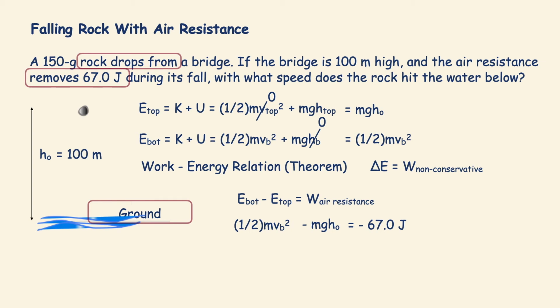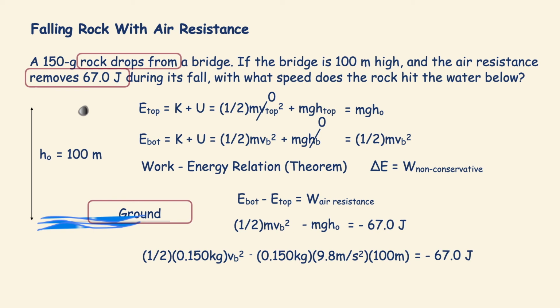And in fact, we all know that air resistance, just as friction, will always remove mechanical energy from our system. Numerically, with the values given in the problem, we're going to have 1/2 times the mass, which I have converted into kilograms, 0.15 kilograms, times the speed at the bottom squared, minus the mass, 0.15 kilograms, times the gravitational acceleration, 9.8 meters per second squared, times the original height, 100 meters, the height of the bridge, and that has to be equal to minus 67 joules.